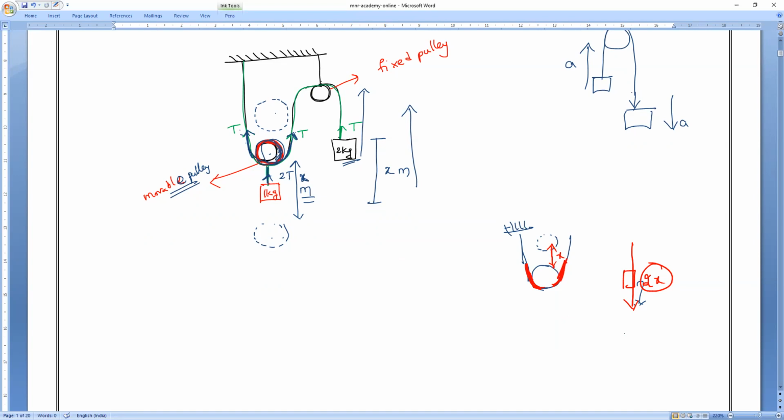Now, for example, if this body goes 2X meters up, then how much distance will this mobile pulley come down? Anybody can tell? If it goes 2X meters up, then here the mobile pulley will come down how many meters?